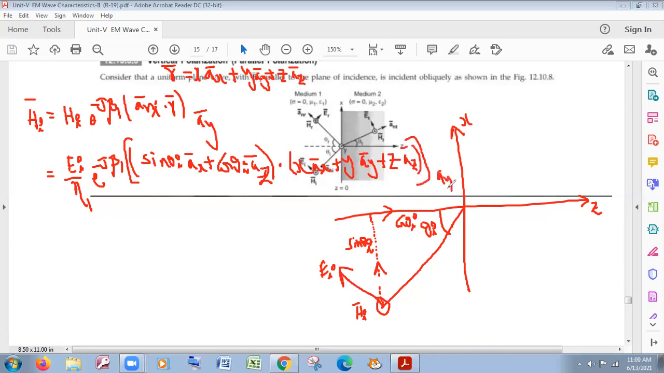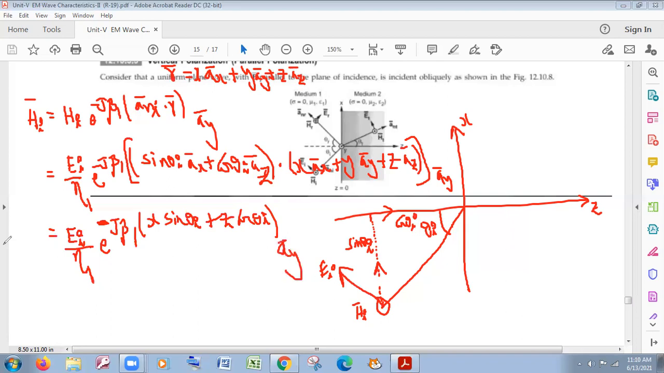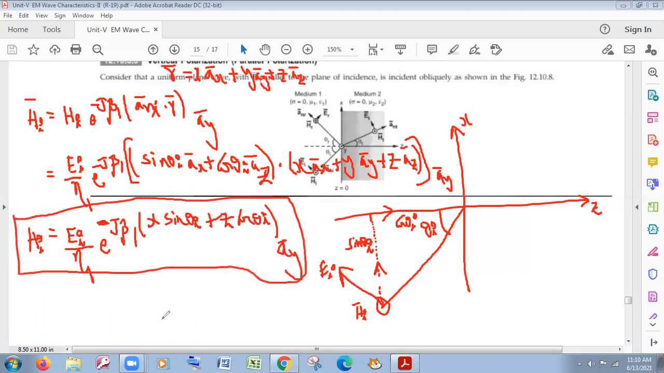And ay bar is the HI bar direction, so ay bar dot ay bar gives only the one, the remaining two are zero. So EI by eta 1, e power minus j beta 1 into x sin theta I plus z cos theta I, into ay bar. So we got HI bar equal to EI by eta 1, e power minus j beta 1 x sin theta I plus z cos theta I into ay bar.